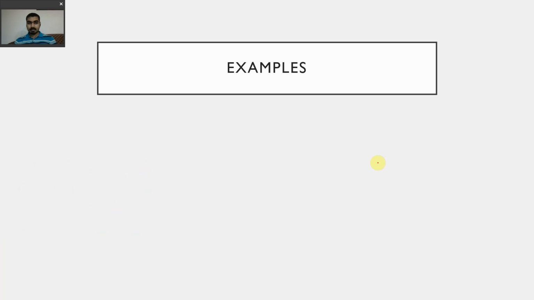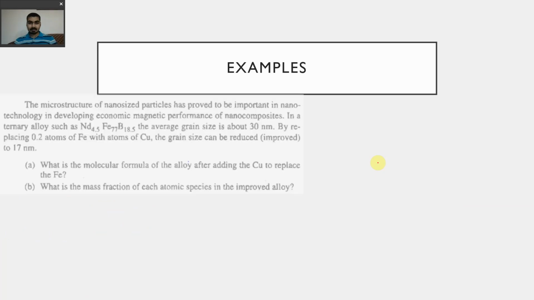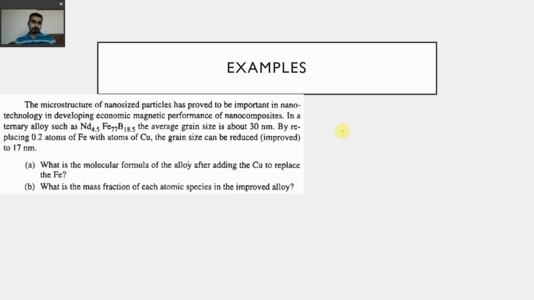Alright, this is the second and the last example for this video. The microstructure of nano-sized particles has proven to be important in nanotechnology in developing economic magnetic performance in nanocomposites. In a ternary alloy such as Nd 4.5, Fe 77, B 18.5, the average grain size is about 30 nanometer. By replacing 0.2 atom of iron with an atom of Cu, the grain size can be reduced to 70 nanometer.